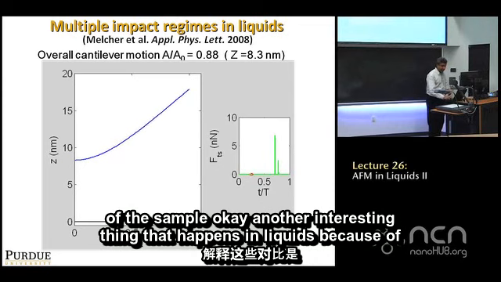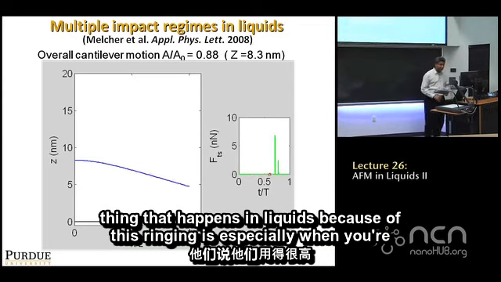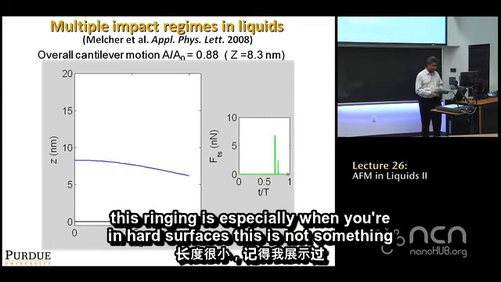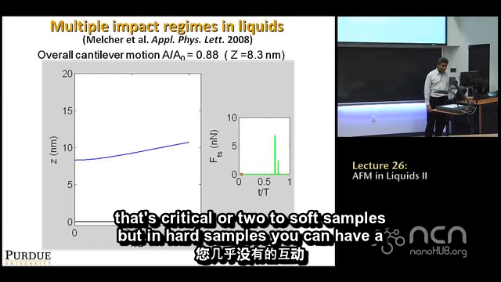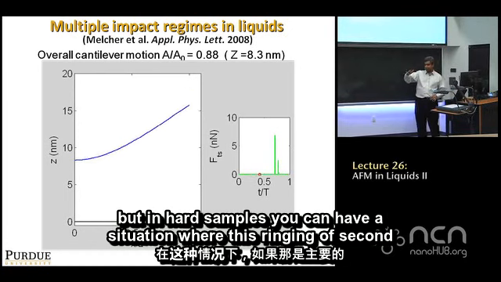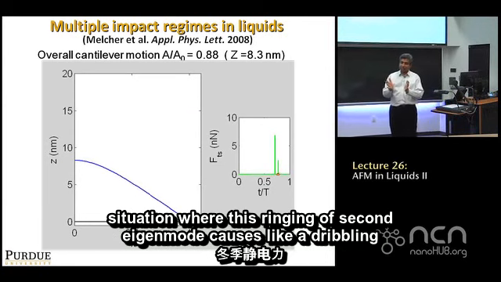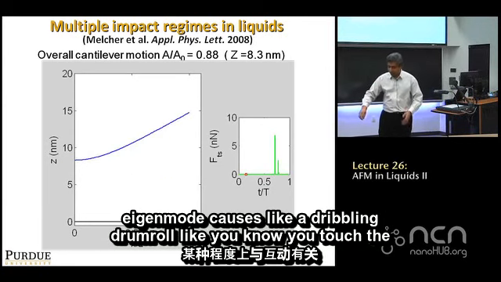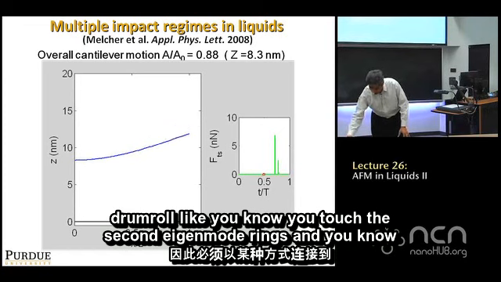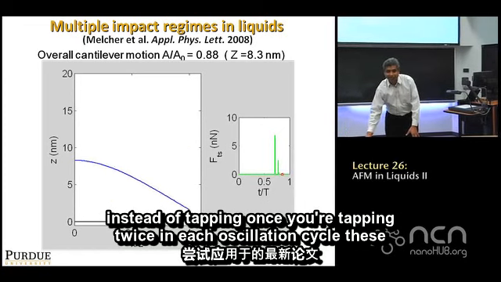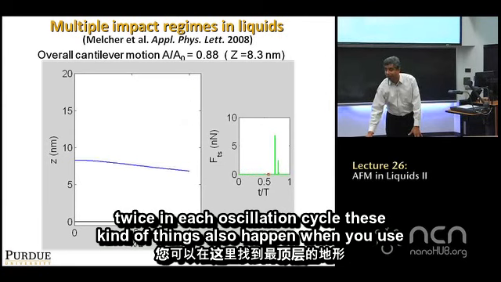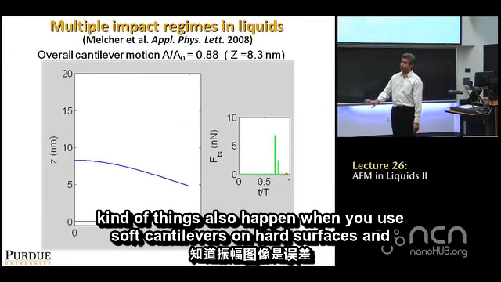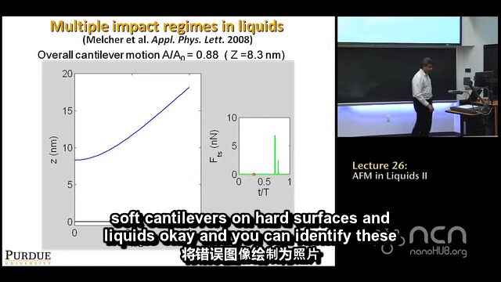Another interesting thing that happens in liquids because of this ringing is, especially when you're on hard surfaces, this is not something that's critical to soft samples, but in hard samples, you can have a situation where this ringing of the second eigenmode causes a dribbling drum roll. You touch, the second eigenmode rings, and instead of tapping once, you're tapping twice in each oscillation cycle. These kinds of things also happen when you use soft cantilevers on hard surfaces in liquids. Okay?